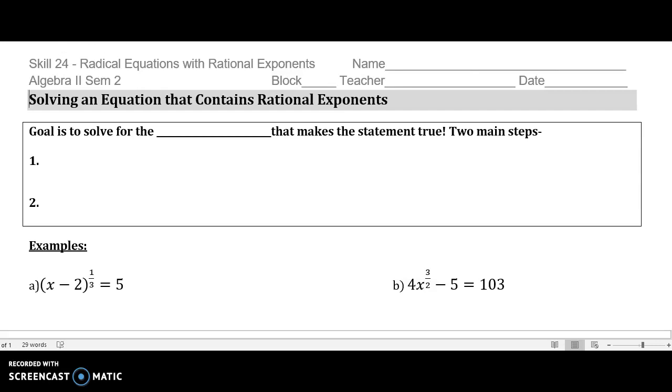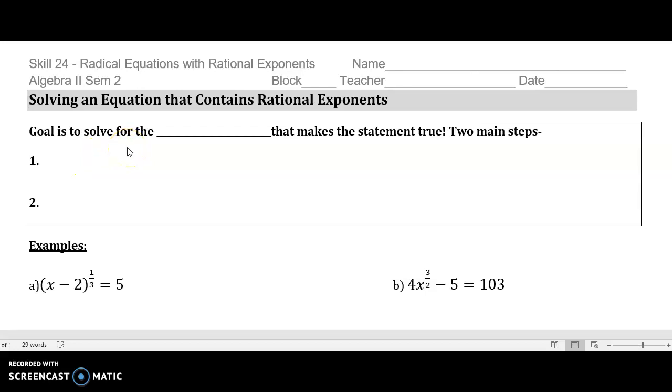Miss Parsons here, ready to deliver your lesson on Skill 24, Radical Equations with Rational Exponents. Last time we talked about solving with radical expressions. So now we're going to talk about taking those radicals as if they were written as rational exponents and solving those. So the goals are the same.